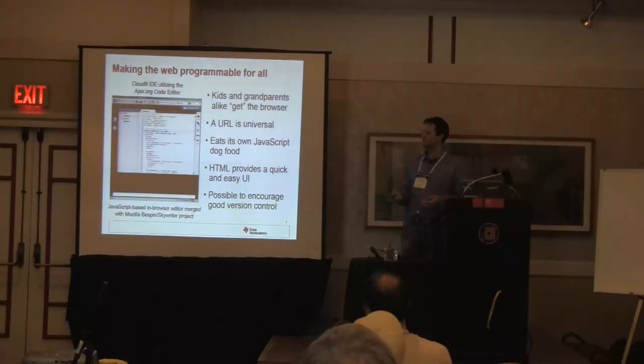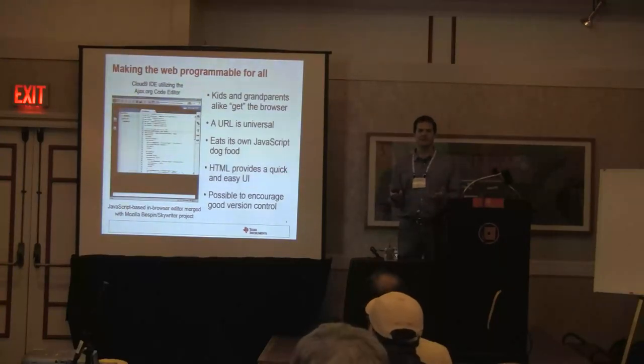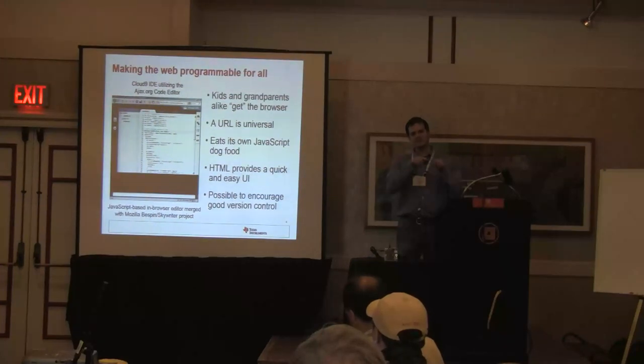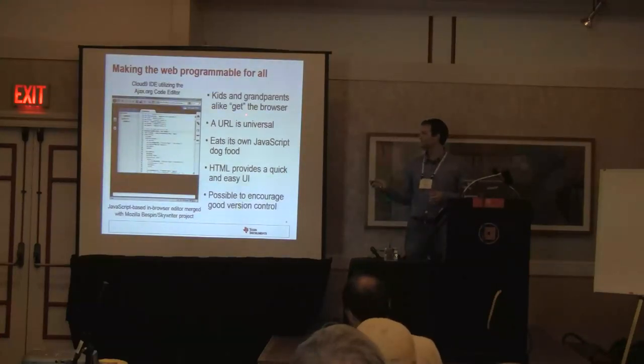Immediately, you're able to start typing code, and it's all in a browser. This is an environment where kids and grandparents alike can understand how to get started, right? If you talk about running setup.exe on your Windows PC, or downloading wget configure make, there's a barrier to entry there. So here, a URL really is universal, right? That's all you need. That is your command line argument, right?